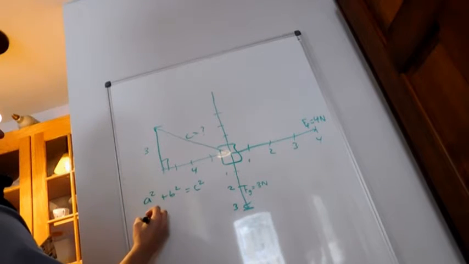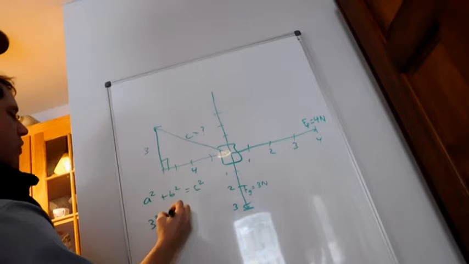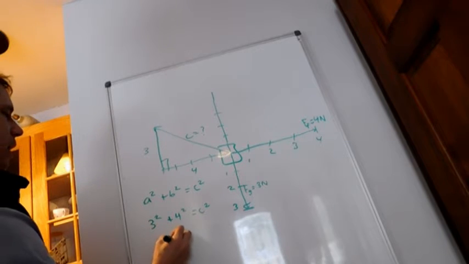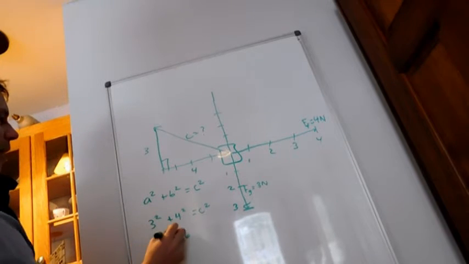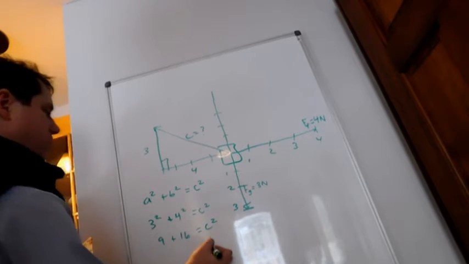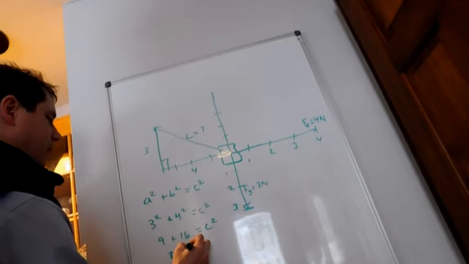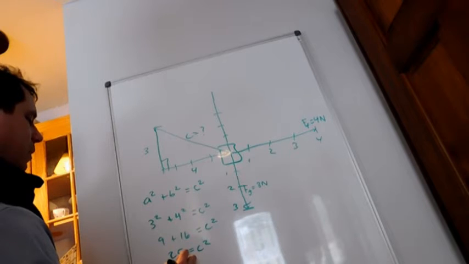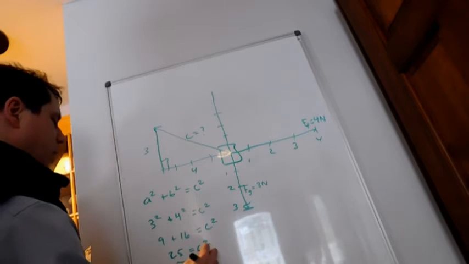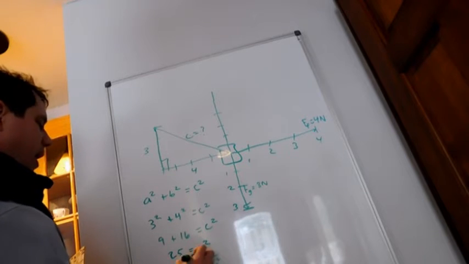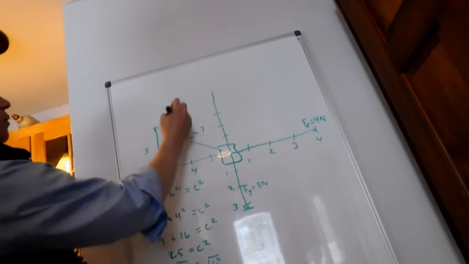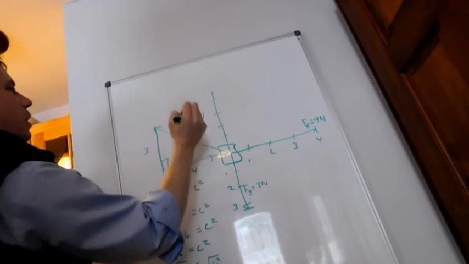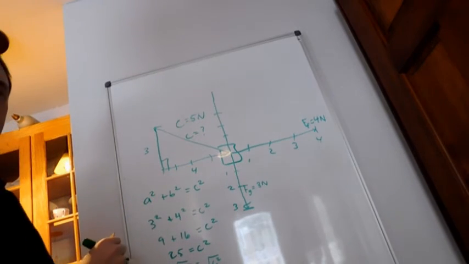So a squared is 3 squared, and b squared is 4 squared, and then we still don't know what c squared is. 3 squared is 9, and 4 squared is 16, because 3 times 3 is 9, and 4 times 4 is 16, and that equals c squared as well. 9 plus 16 is 25. 25 equals c squared. You can use your calculator here. Take the square root of both sides. Square root of 25 equals the square root of c squared. And we get 5 equals c. So we find out that the c vector is 5 newtons big. And that's how you would do that problem.